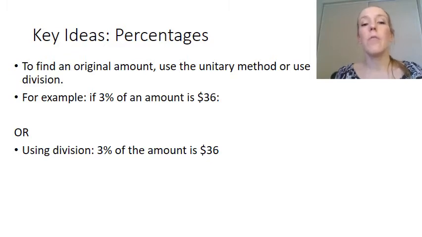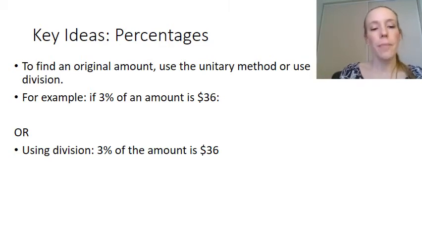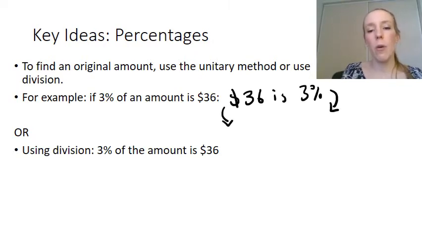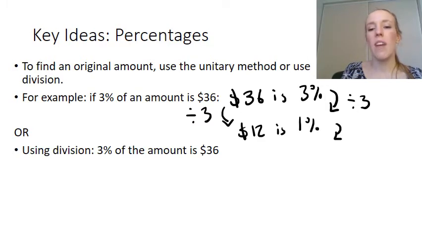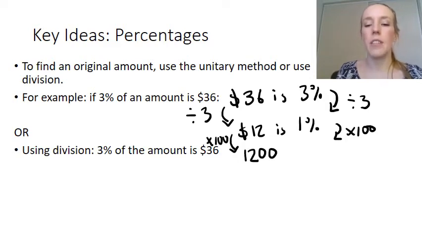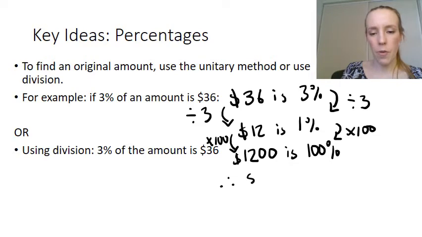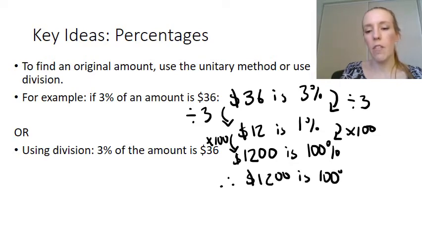Okay, so to find an original amount, we've got two different ways we can do this. We can use the unitary method, which I've got another video on, or we can use division. So for instance, using the unitary method, if 3% of an amount is $36, we can work out what 1% is, and then we can multiply that up to find out what 100% is. So $36 is 3%, so we will find 1% first, so we'll divide both by 3. So therefore $12 is 1%, and then we want to find out what 100% is. We're going to multiply by 100 on both sides. 12 times 100 is 1,200, and 1 times 100 is 100. So that means, therefore, $1,200 is 100% of the amount. So that's one way you could do it.